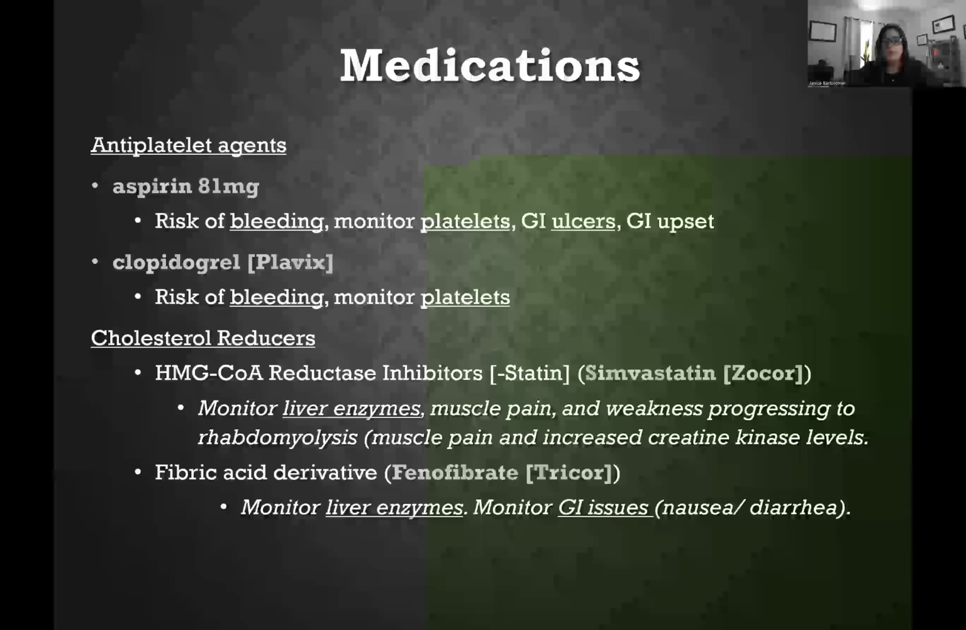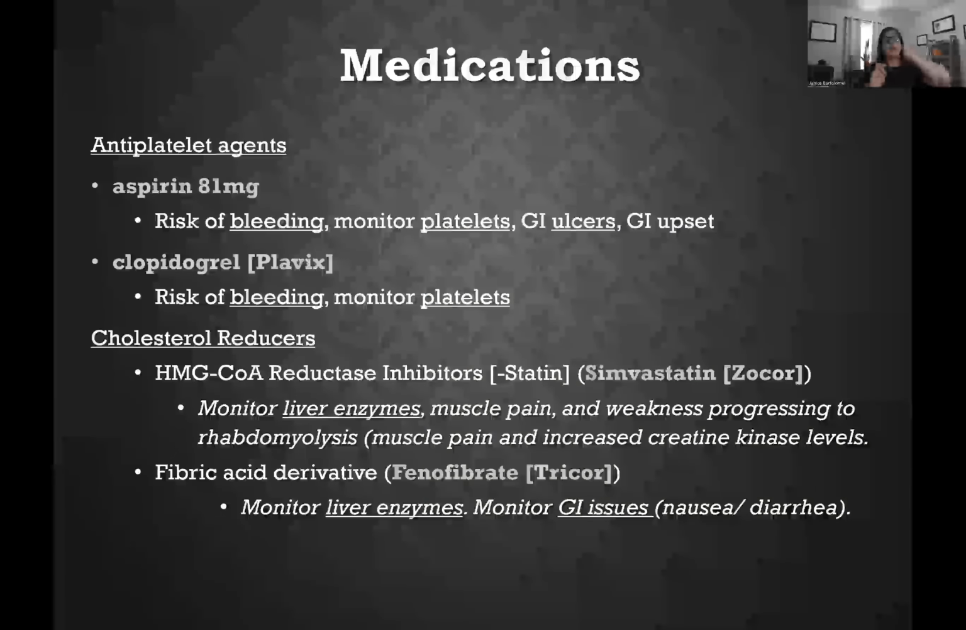The cholesterol reducer medications have different classes. The first one is HMG-CoA reductase inhibitors. They end in statin, like simvastatin. These cause liver enzymes to go up. They also cause muscle pain and weakness. So they should be monitored for something called rhabdomyolysis, which is the breakdown of the muscle, and it causes pain and your creatine kinase levels to go up.